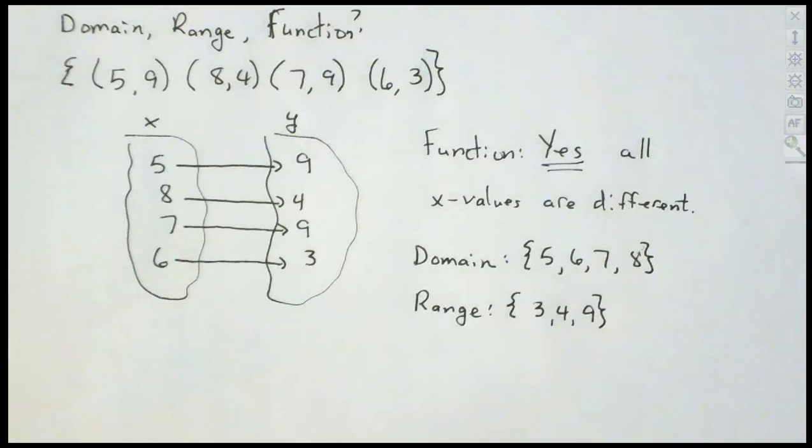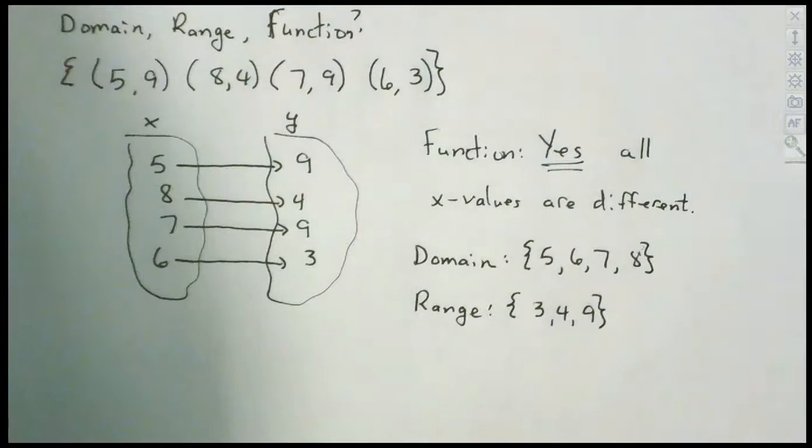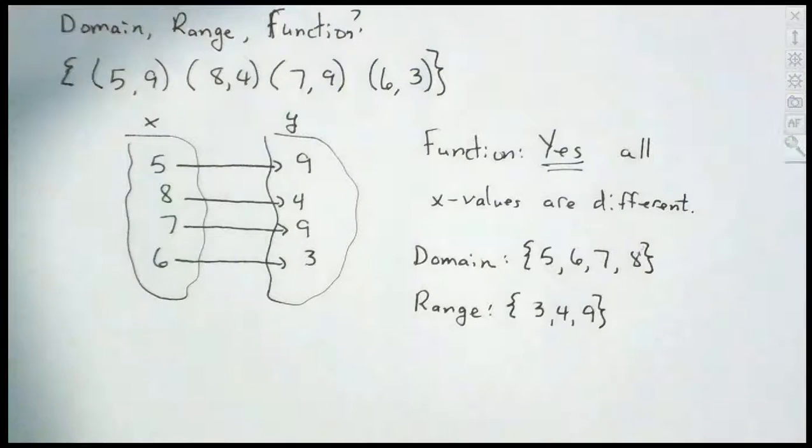And it is a function. And why is it a function? Because all the x values are different. If the x values are duplicated, then that is just like what we had a moment ago. We had that one value and it split. Okay? We had one person and they were making two different amounts.